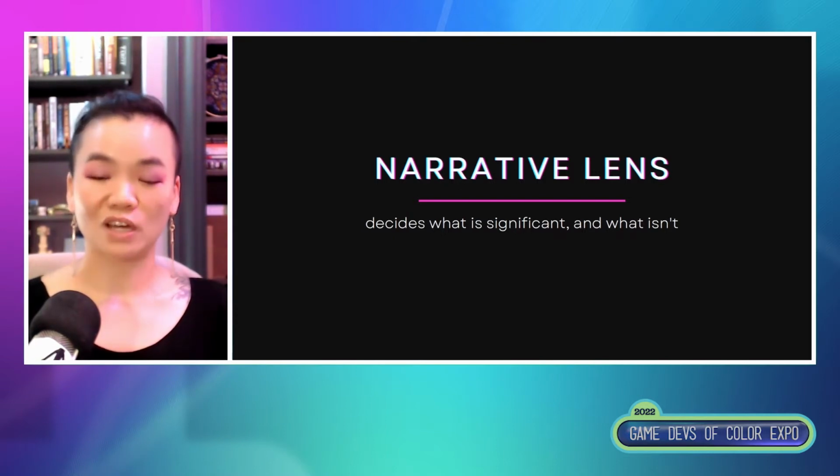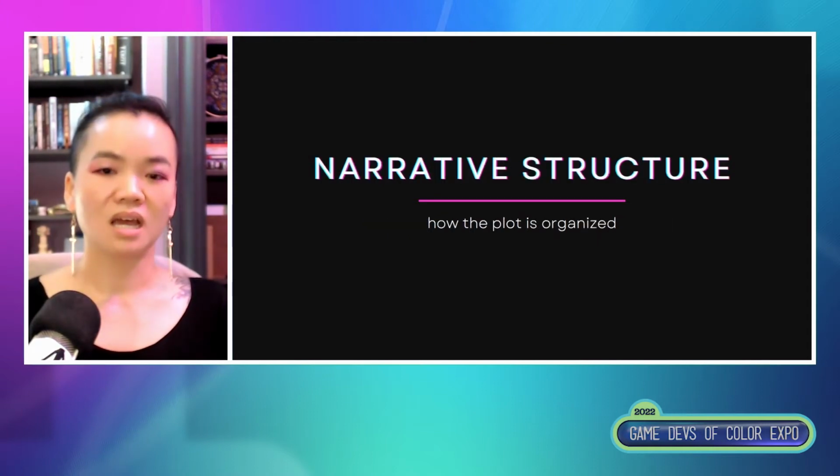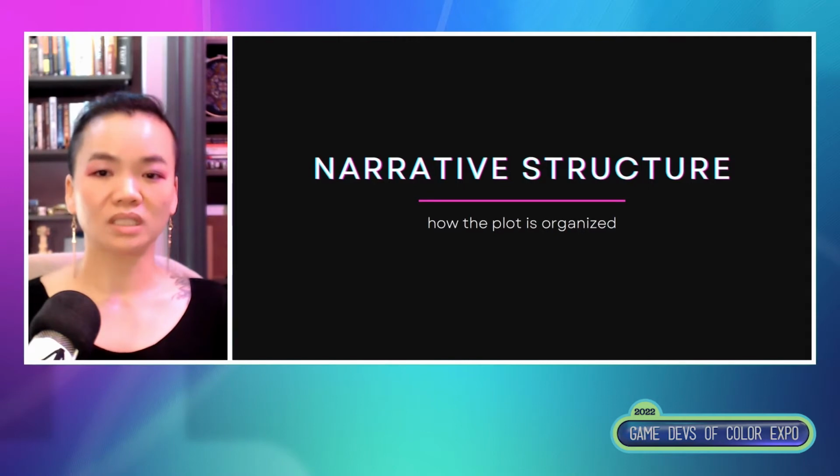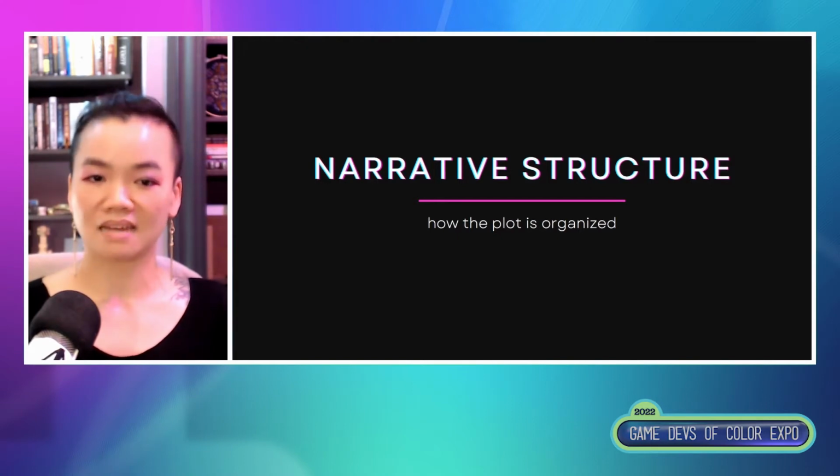A narrative lens functions like guideposts or design pillars. It helps you decide what things are valuable and significant, and equally importantly, what things are not. A narrative structure is the shape of the plot, the how and the when of the events that unfold. It's an organizational tool that's usually explicit that you choose to apply to the story you're telling. It's the 3-act, 7-point circle pyramid that gets you from a story's beginning to its end.